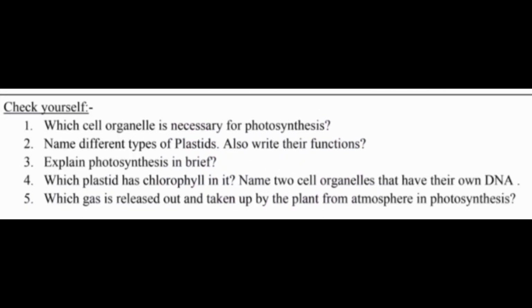Which plastid has chlorophyll in it? Name two cell organelles that have their own DNA. Then you can write which plastid has chlorophyll. Chloroplast has chlorophyll in it. Name two cell organelles that have their own DNA. You can write chloroplast or plastid and mitochondria. Means plastids and mitochondria.